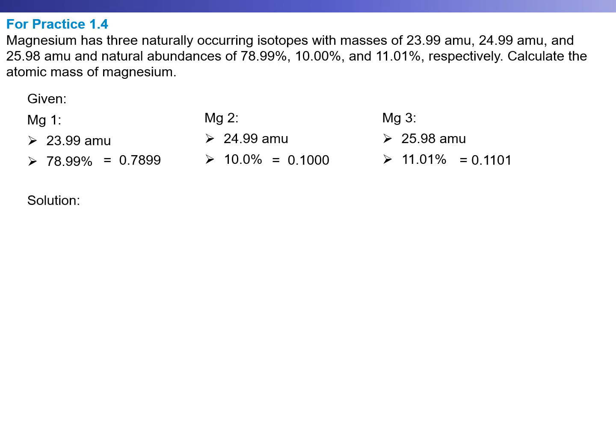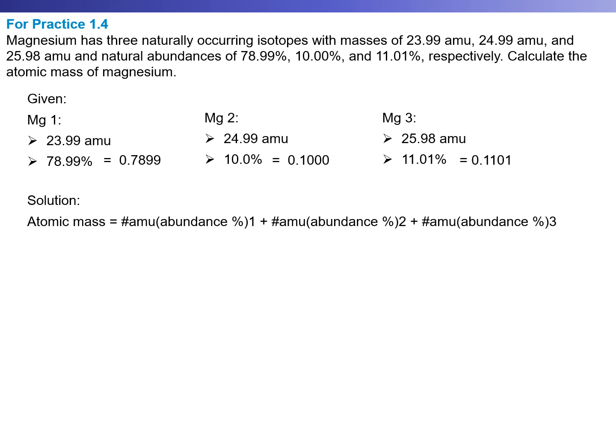So what does our solution look like with this? In order to calculate the atomic mass, given the different isotopes and their natural abundances, what we have to do is take the atomic mass and multiply it by its natural abundance for each one of these different isotopes. I have it spelled out here for all three of our naturally occurring isotopes. So let's actually plug in the numbers. For our first version, we're going to take 23.99 atomic mass units and multiply it by 0.7899. We'll do the same thing for the second, 24.99 atomic mass units times 10, or excuse me, 0.1000.